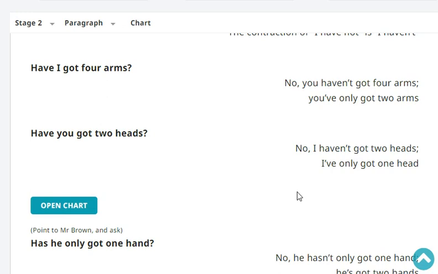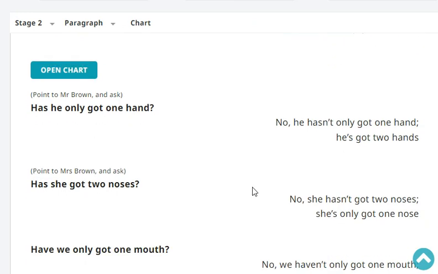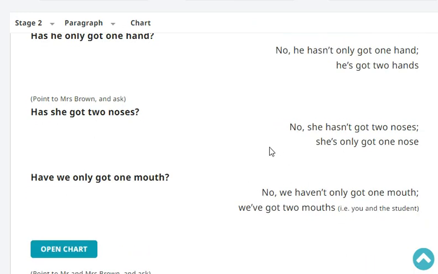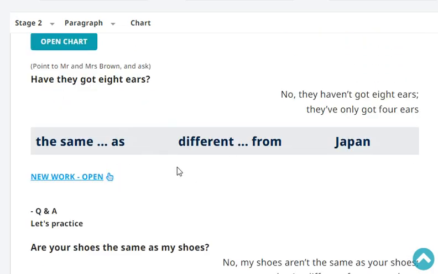Has he only got 1 hand? No, he hasn't only got 1 hand. He's got 2 hands. Has she got 2 noses? No, she hasn't got 2 noses. She's only got 1 nose. Have we only got 1 mouse? No, we haven't only got 1 mouse. We've got 2 mouses. Have they got 8 ears? No, they haven't got 8 ears. They've only got 4 ears.